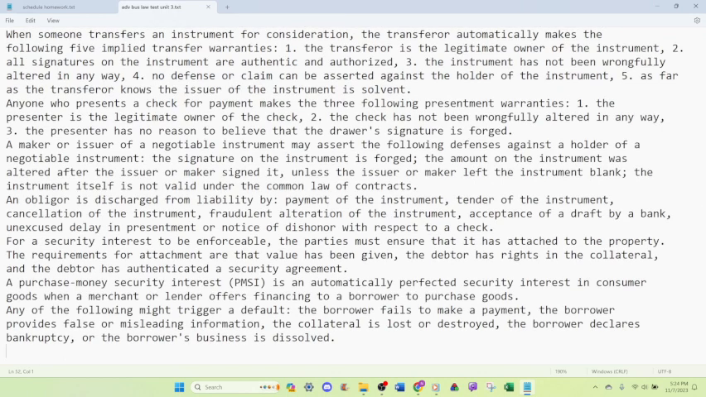When someone transfers an instrument for consideration, the transferor automatically makes the following 5 implied transfer guarantees. The transferor is the legitimate owner of the instrument. All signatures on the instrument are authentic and authorized. The instrument has not been wrongfully altered in any way. No defense or claim could be asserted against the holder of the instrument. As far as the transferor goes, the issuer of the instrument is solvent.